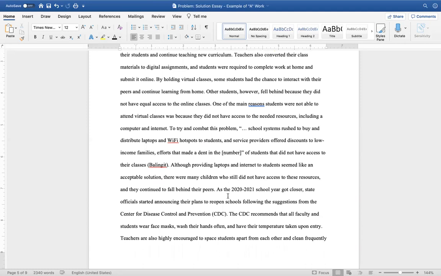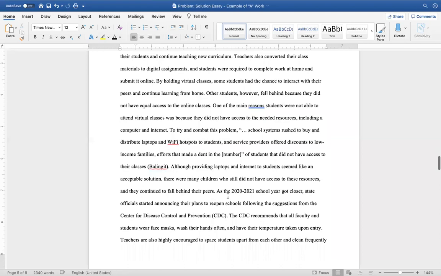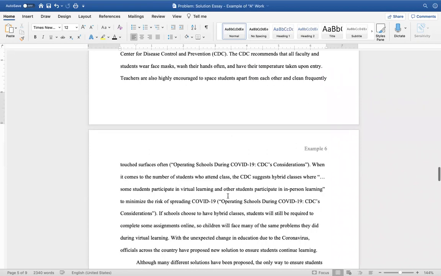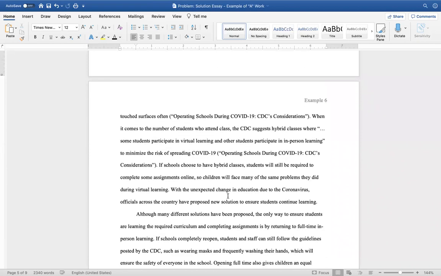As the 2021 school year got closer, state officials started announcing their plans to reopen schools following the suggestions from the Center for Disease Control and Prevention. The CDC recommends that all faculty and students wear face masks, wash their hands often, and have their temperatures taken upon entry. Teachers are also encouraged to space students apart and clean frequently touched surfaces often.